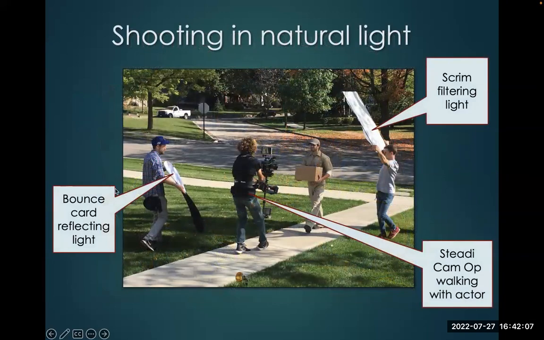One more detailed example. We have a bounce card reflecting light. We have a scrim or a diffusion diffusing the light. And then we have a camera operator using a Steadicam walking with the actor as they walk to carry the UPS box. Notice everybody's going to have to walk with the actor so that the light remains consistent through the shot being captured here. The camera isn't seeing everything we're seeing. It's just seeing this, which is perfectly lit.